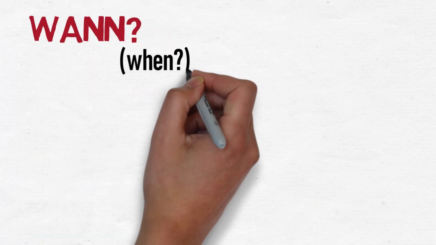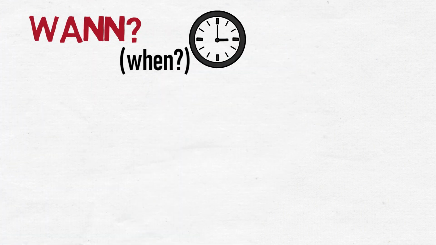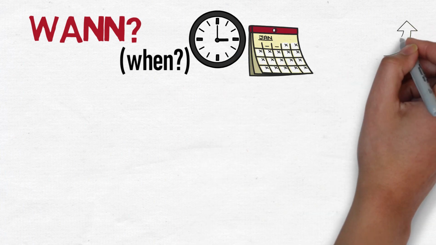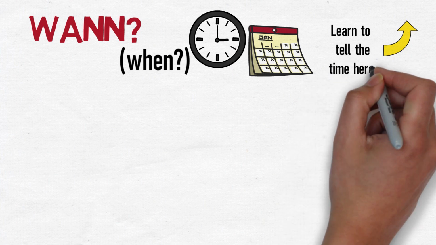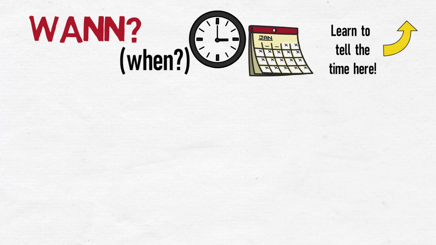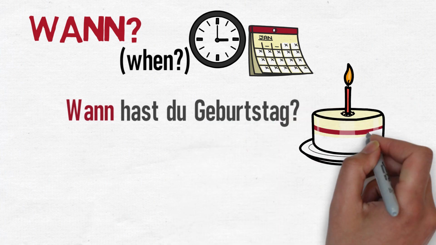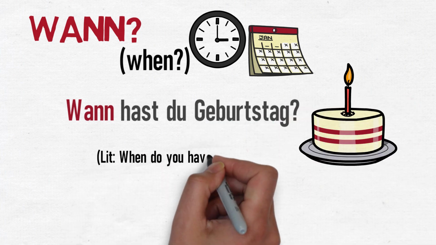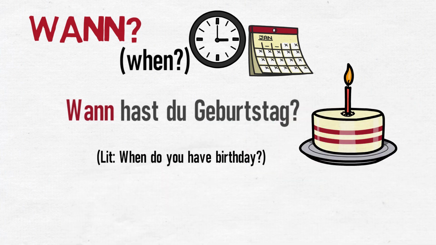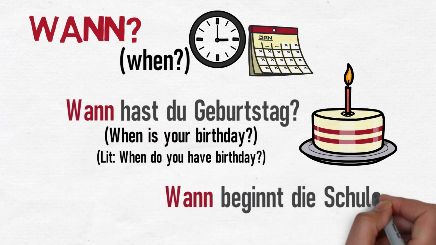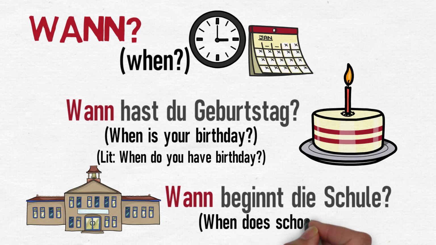The next is wann, when. This question requires a time or a date as an answer. And so if you don't know how to tell the time in German yet, you can learn that by clicking the banner now. Wann hast du Geburtstag? Literally, when do you have birthday? But it means when is your birthday? Wann beginnt die Schule? When does school start?